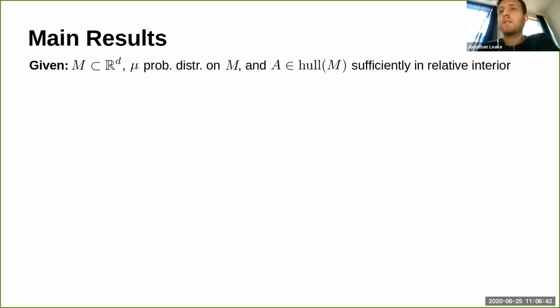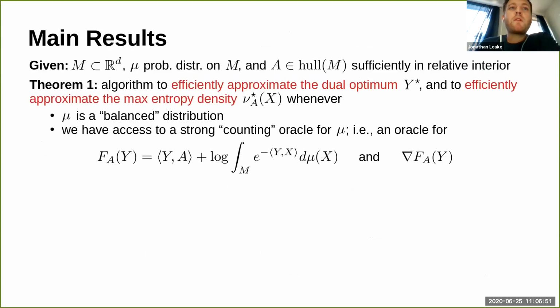Okay, so let's then look at the main results. So we have this setup. We have some A sufficiently in the relative interior with the M and its mu. The first theorem is then something general. So we can approximate this Y star, given that we have two things. We need this mu to be balanced, which means something like it's spread out. We'll talk about that later.